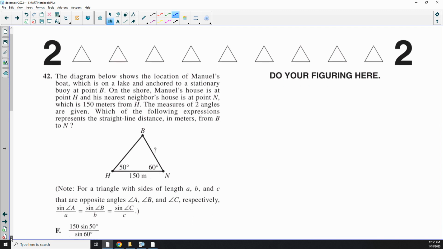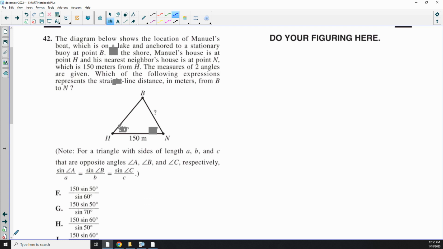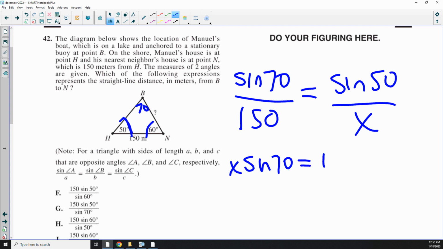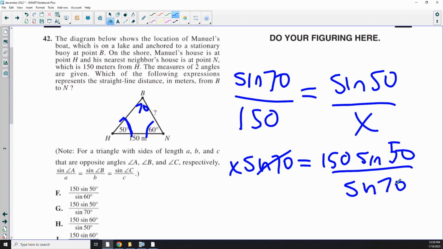Law of sines, it's a famous formula. This is 50, this is 60, so this is 70, since the angles total 180. Sine of 70 is to its opposite side as sine of 50 is to its opposite side. Works for any triangle. Cross multiply, you get x sine 70 is 150 sine 50, and then you divide by sine of 70, and there's the match-up.